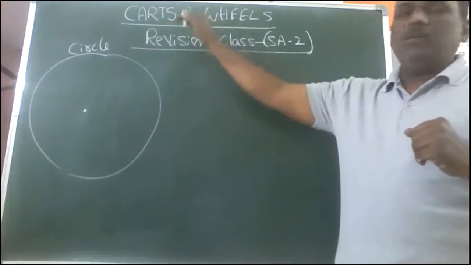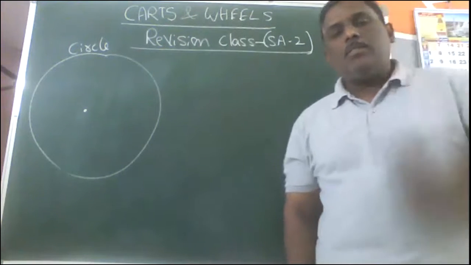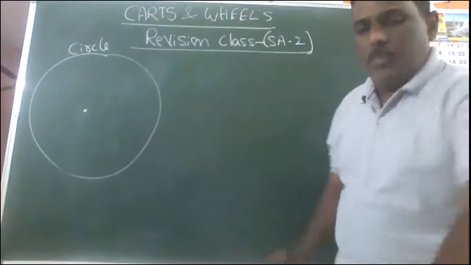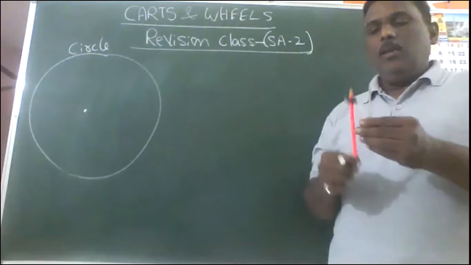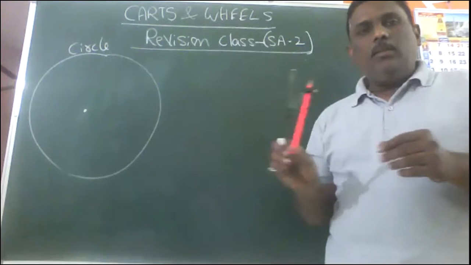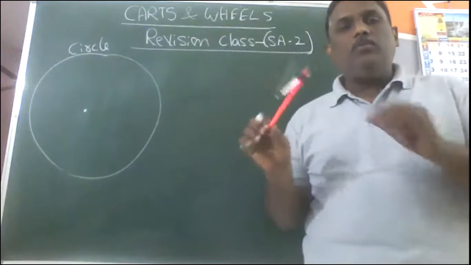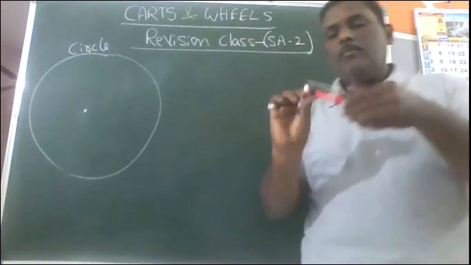The first chapter coming for SA2 is chords and wheels. This we did three months ago. Chords and wheels is the easiest chapter, which is completely based on practicals. So how to draw a circle? This we already learned. Again, we are going to do it today with the help of a geometry compass.